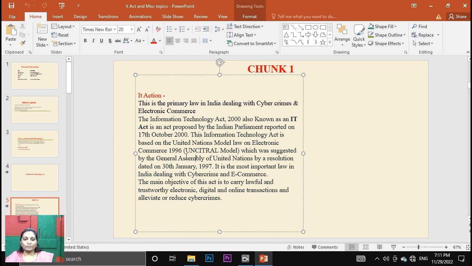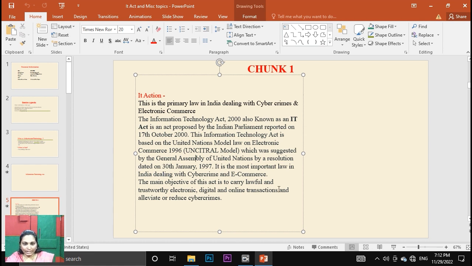This Information Technology Act is based on the United Nations Model Law on Electronic Commerce, suggested by the General Assembly of the United Nations by a resolution dated 30th January 1997. It is the most important law in India dealing with cybercrime and e-commerce. Cybercrime is the crime done by computer, and e-commerce is online shopping. Websites like Amazon and Flipkart work on e-commerce.